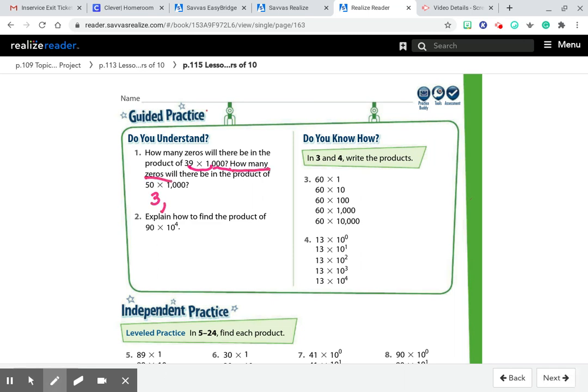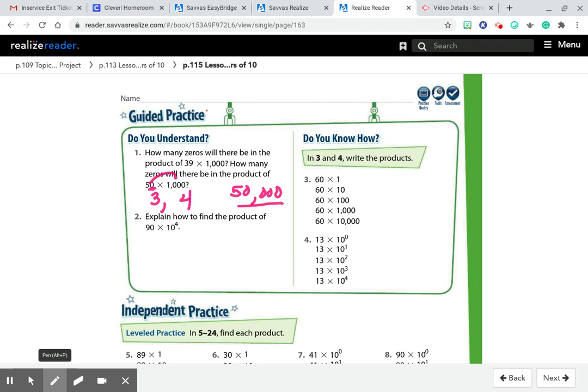How many zeros will there be in the product of 50 times 1,000? Well, we know when we're multiplying by 1,000, we're going to annex 3 zeros. But remember, 50 actually has a 0 in it already. So our final answer is going to have more than 3 zeros. It will have 4 zeros because it will have the 0 that came from the 50. So 50 times 1, solving a simpler problem, is 50. And then we're going to annex our 3 zeros. So we have a total of 4 zeros in the second value.